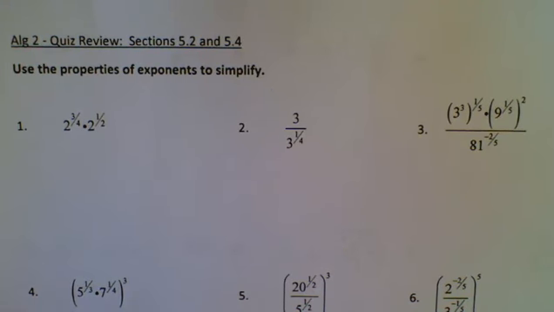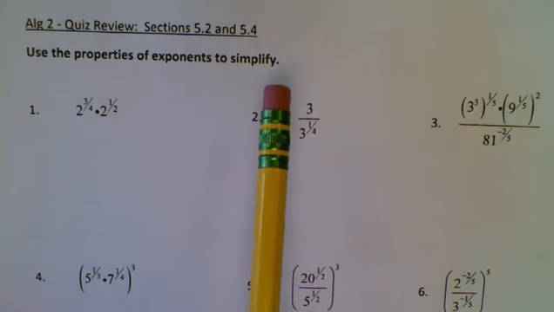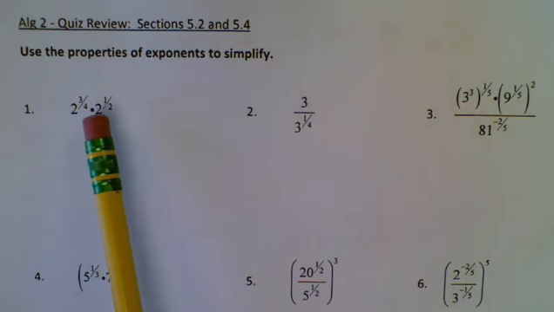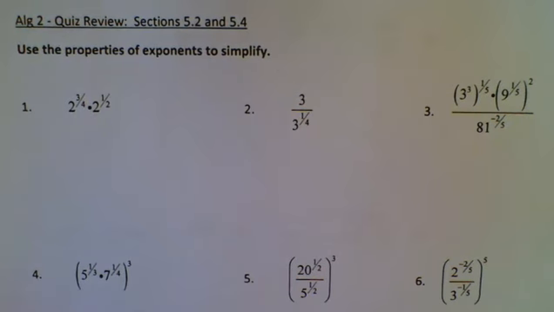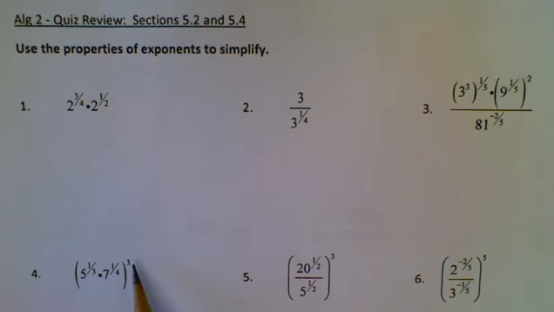On the quiz review, the first set of directions tell you to use the properties of exponents to simplify. So all we're looking for here is, do you know that when you're multiplying like bases you add the exponents? Or do you know that when you're dividing like bases you subtract the exponents? Or if you have a power raised to a power that looks like this, that you're going to multiply the exponents. All right, and then simplify if you can.